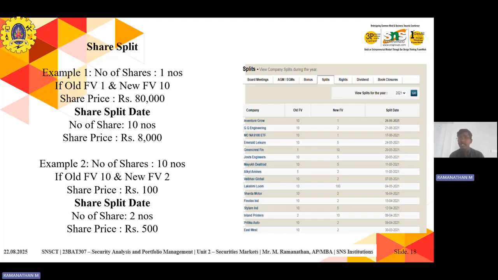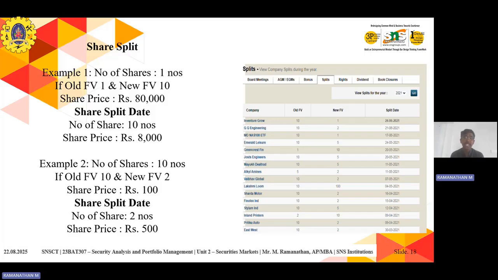Yes, so let's come back to the share split. I have given two examples over here, and I have listed a few companies in this slide which have done a stock split. They have converted one share into 10 shares. Likewise, they have converted. So that's a share split. Split is splitting up of the share: one share into 10, one share into 5, one share into 3. Splitting of a share: one share into n number of shares.